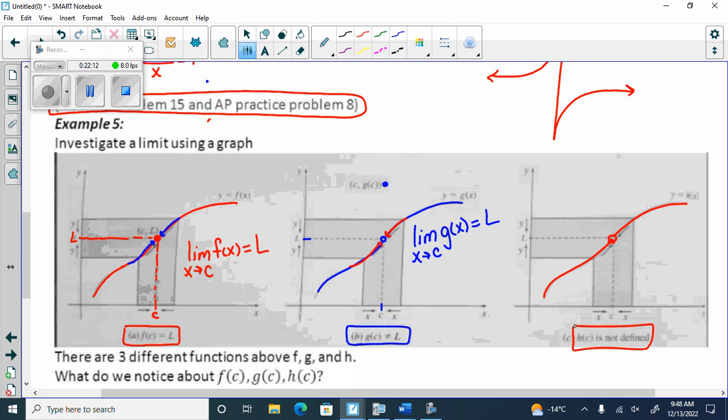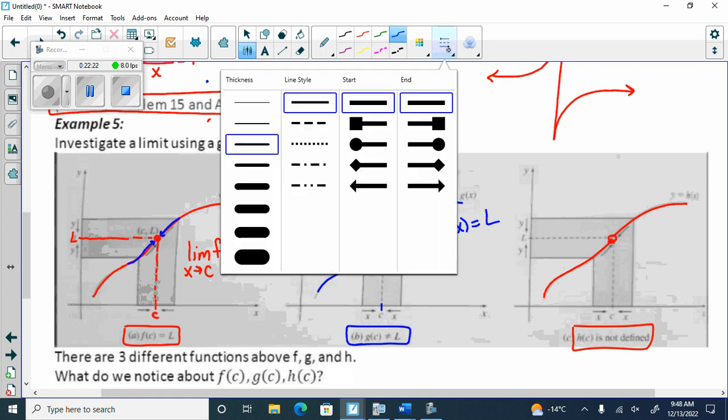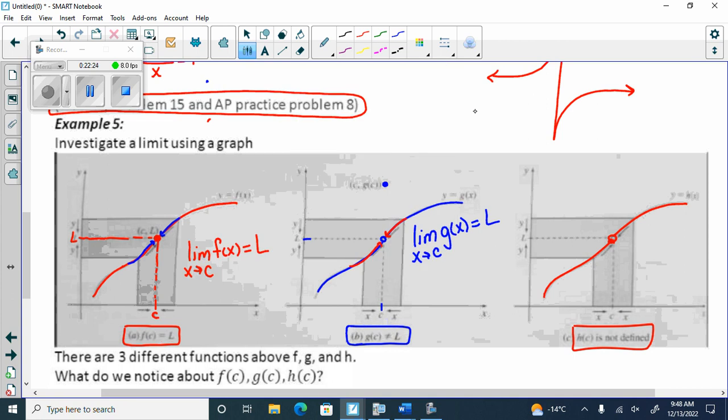It's a point of discontinuity, a removable discontinuity. Remember I said I wasn't going to talk about that stuff? The point of discontinuity is that open dot in between. Does my limit exist for h of x? Yeah, from the left it's approaching L. From the right it's approaching L too, so the limit as x approaches c of h of x equals L.